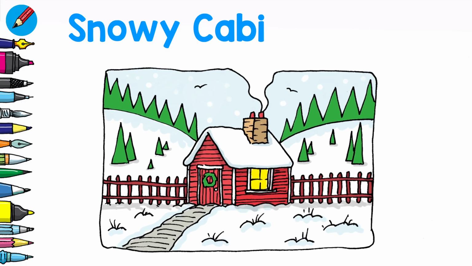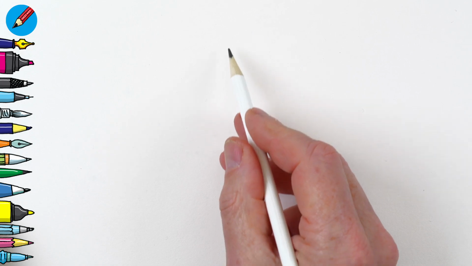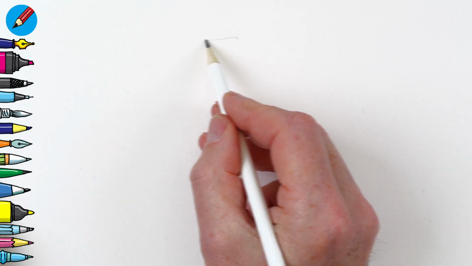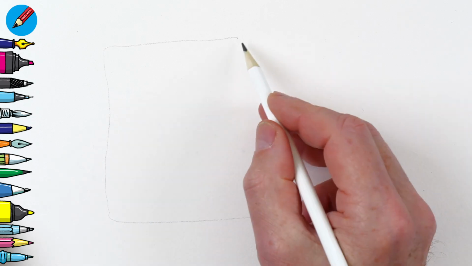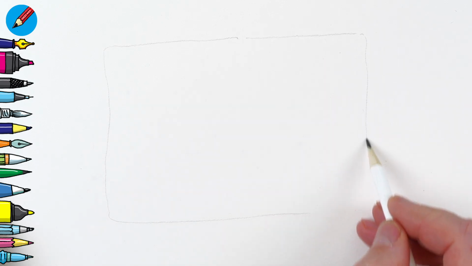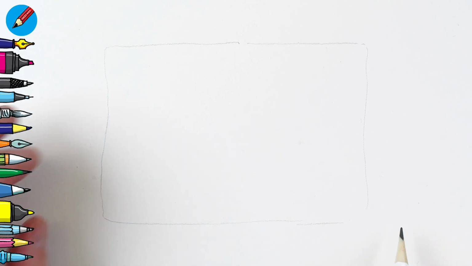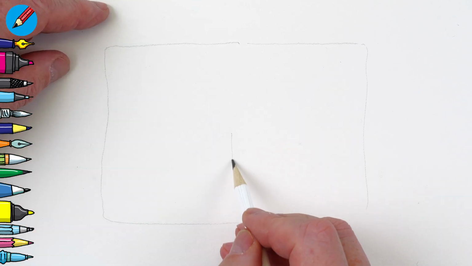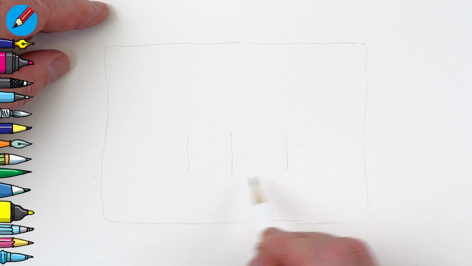This is what we're going to draw. So let's make a kind of a shape for what this card is going to look like. It's going to be a landscape kind of card like that. Let's get that in the middle. And then we're going to want our little cabin in the woods right in the middle like that.